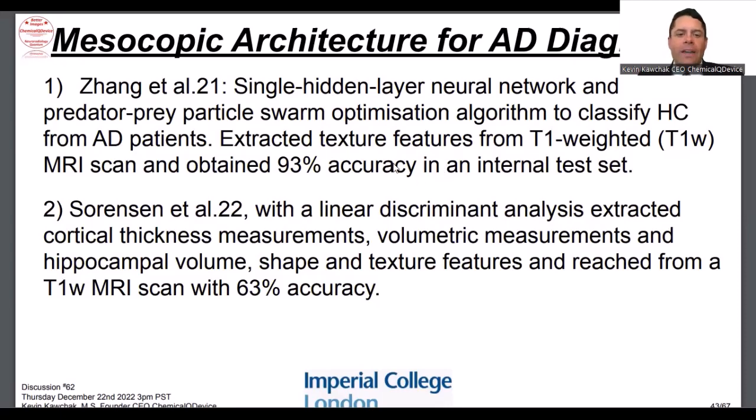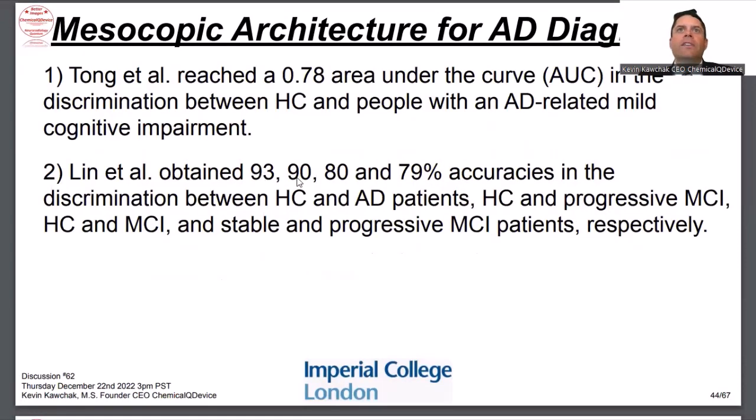So it really depends on what your metric is. Is it area on the curve? Is it accuracy? These types of things. So, for instance, Tong et al. 0.78 area under the curve between healthy control and those with AD. And in all these, the devil's in the details.